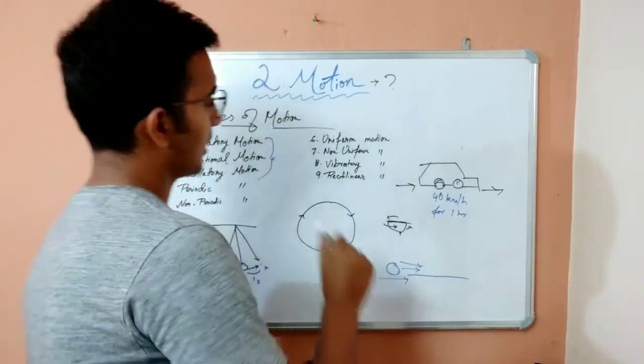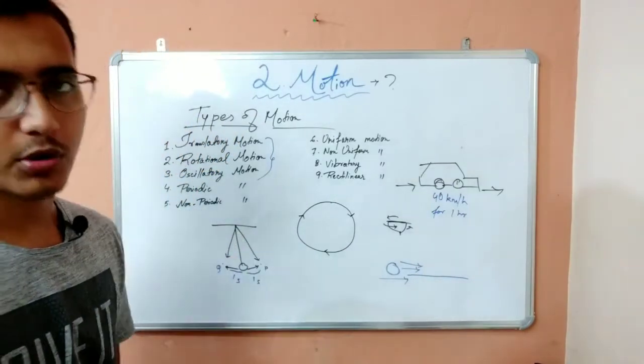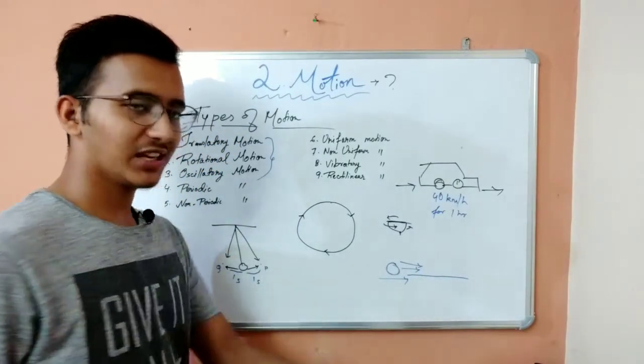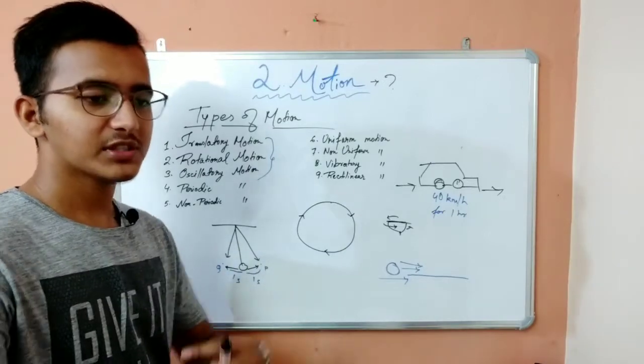Non-uniform motion is just the opposite of uniform motion. You do not maintain proper speed. So you either accelerate or decelerate with respect to time. What is acceleration? Acceleration means sudden increase in speed.